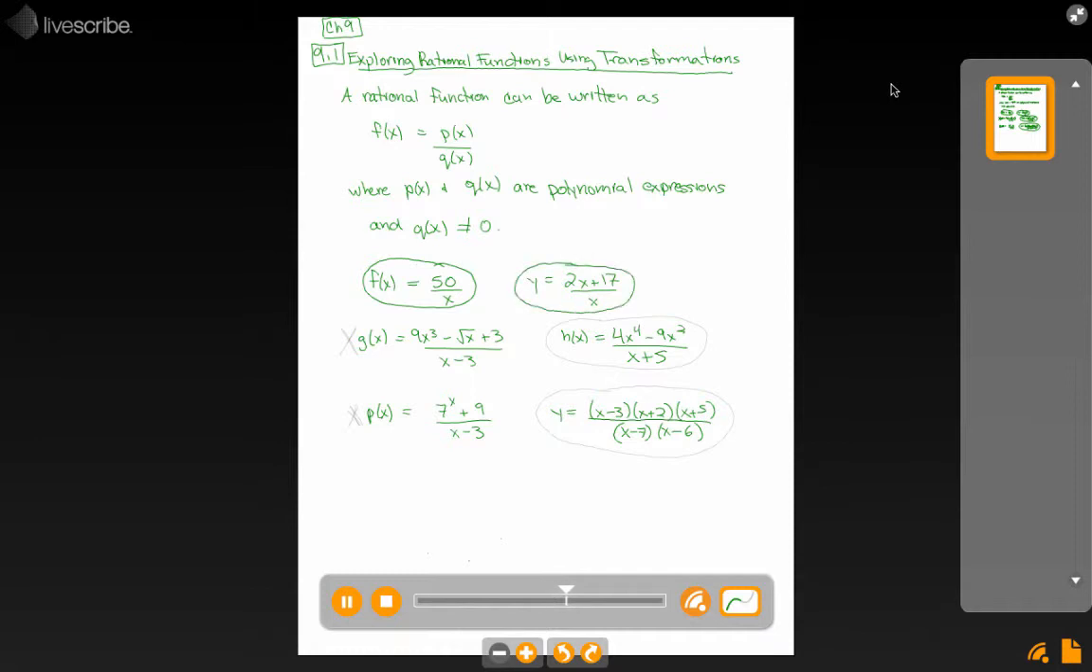The next one is not, because it's got this square root in it. And if you remember, our definition of polynomials did not include having exponents like 1/2 or square roots in it. So this one is not a rational expression.